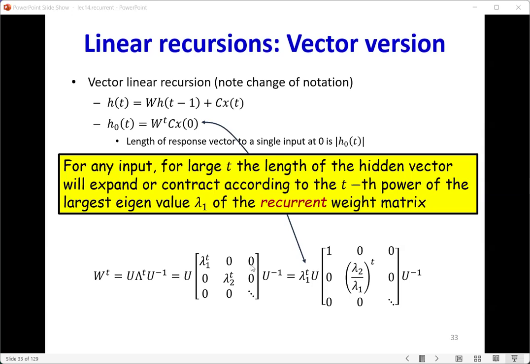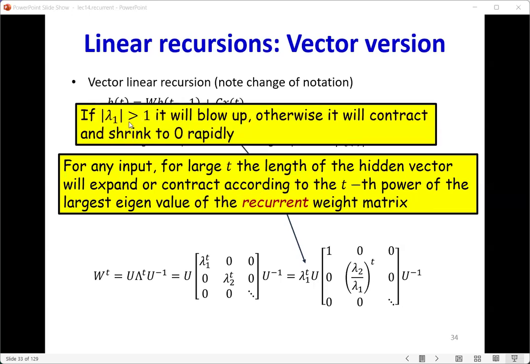Blow up. And what if it's less than 1? What if this largest eigenvalue is less than 1? It's going to shrink and vanish to 0, right? If this magnitude is greater than 1, it will blow up. Otherwise, it will contract and shrink to 0 rapidly.